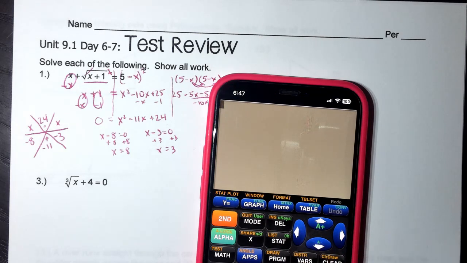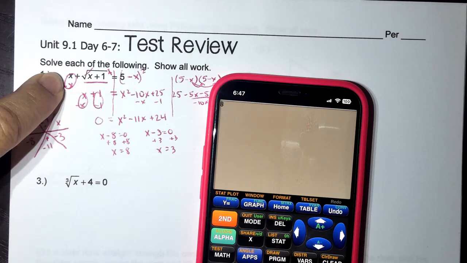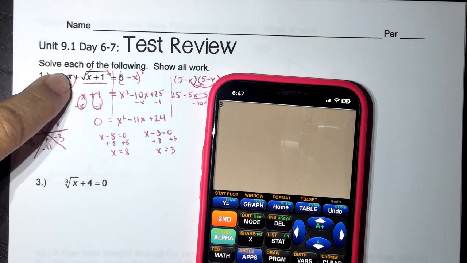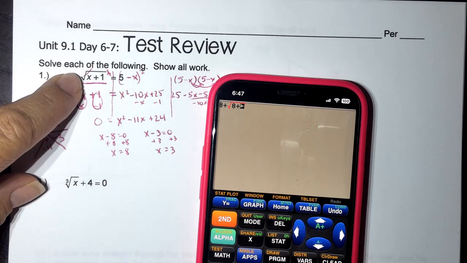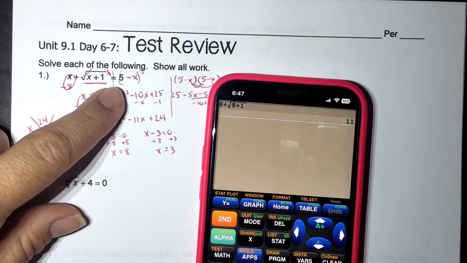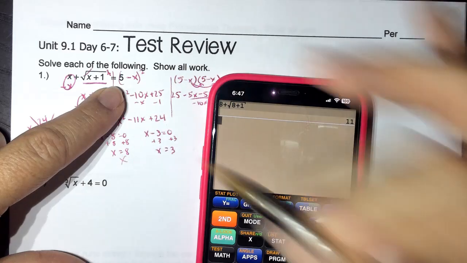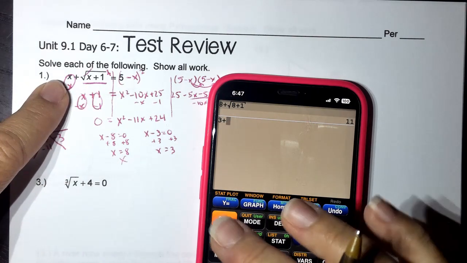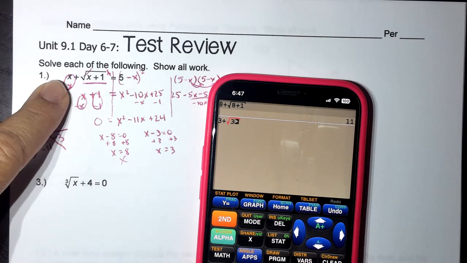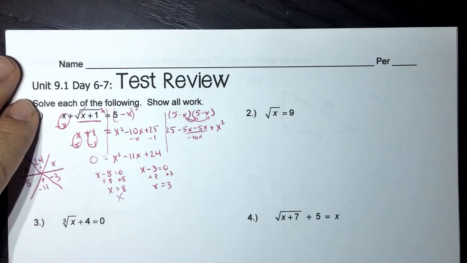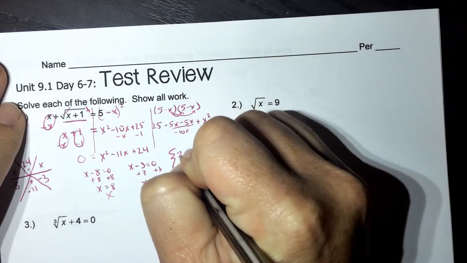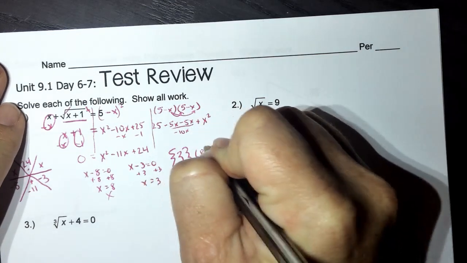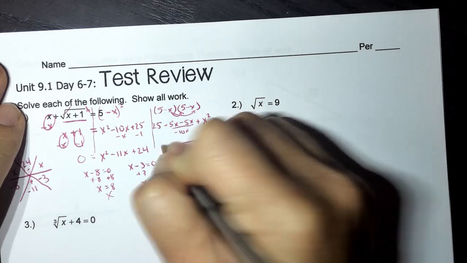So we have to plug it into the original. So the original is 8 plus the square root of x, so 8 plus 1. And whenever it equals, it should equal 5, and it does not. So 8 is not an answer. Now we have to try the 3. 3 plus the square root of 3 plus 1. And this should equal 5, and it did, so 3 is an answer. So we are going to write this as 3, and then 8 is our extraneous solution.